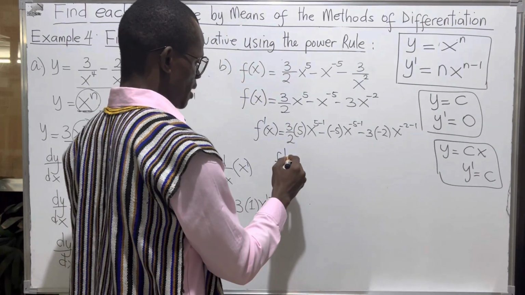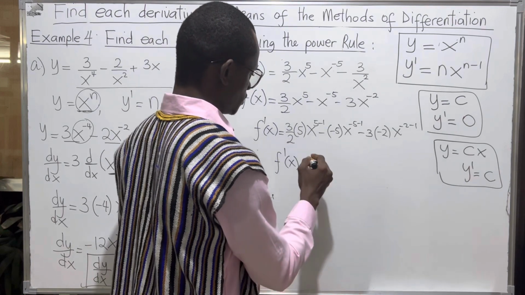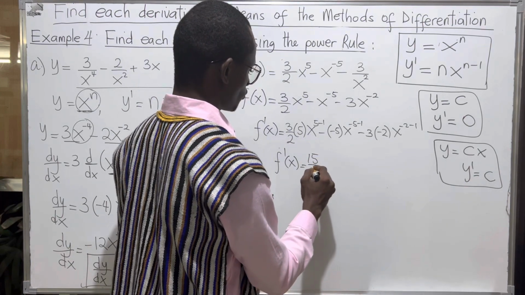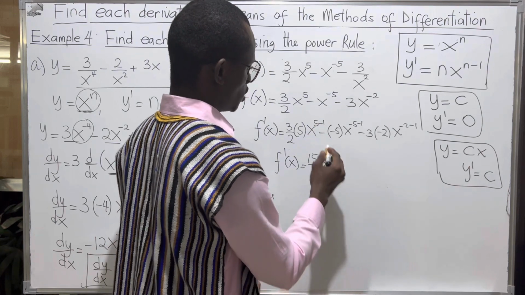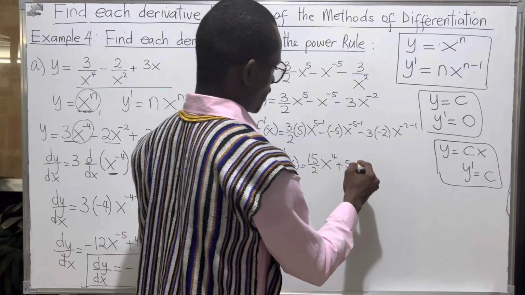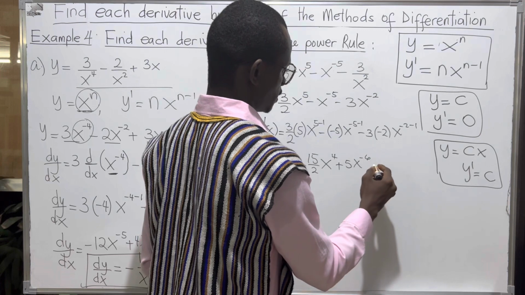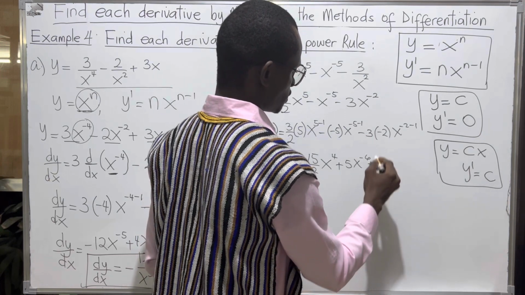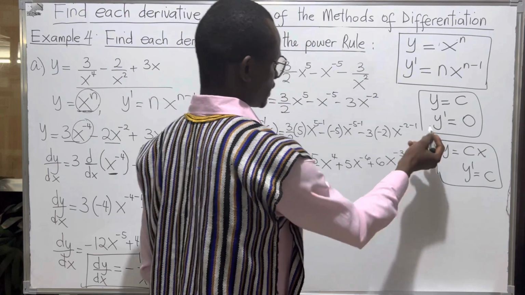So now we have f prime of x to be 5 times 3 is 15 over 2. X raised to the power 5 minus 1 is 4. Negative times negative is positive 5. So you have x raised to the power minus 1, minus 5 and minus 1 is minus 6. Negative times negative is also positive. 3 times 2 is 6. X raised to the power minus 3. The signs are the same.